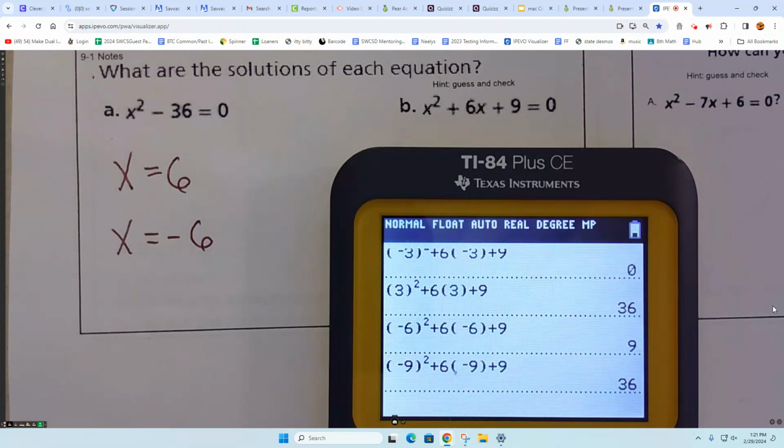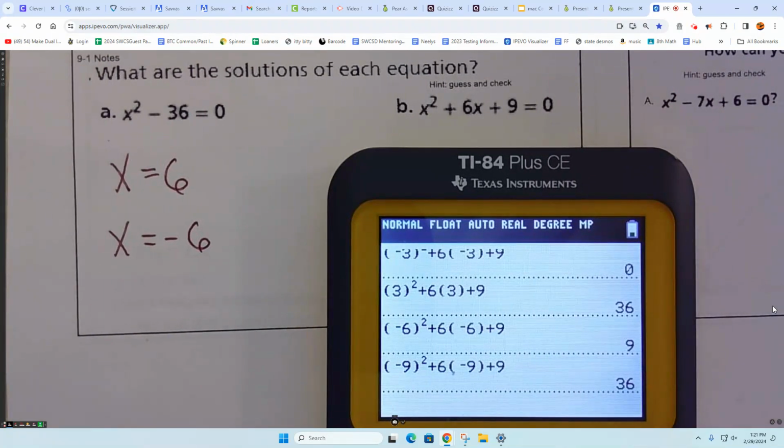It's -3 and -6, -9. No. 3 and -9. Why 3 and -9? Why do I know it's right in between 3 and -9? Because that's where they're mirroring each other. What is the middle of 3 and -9? What's the average of 3 and -9?